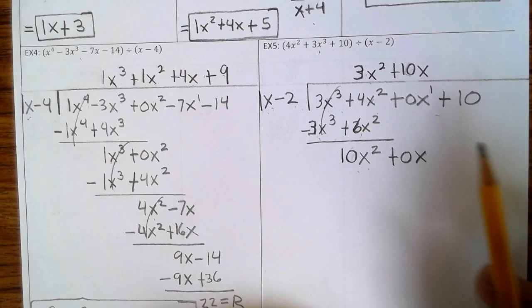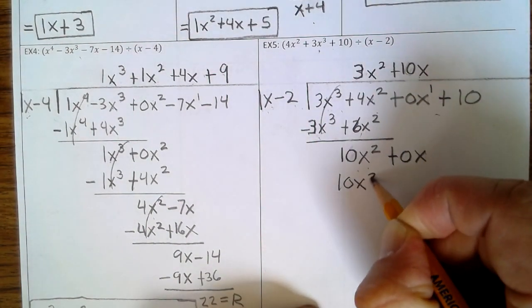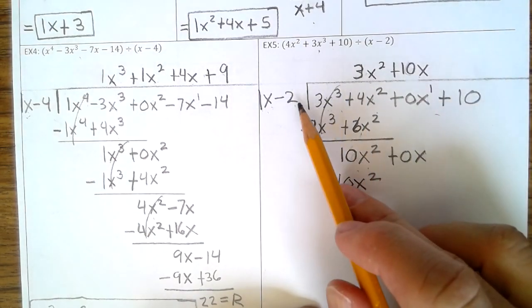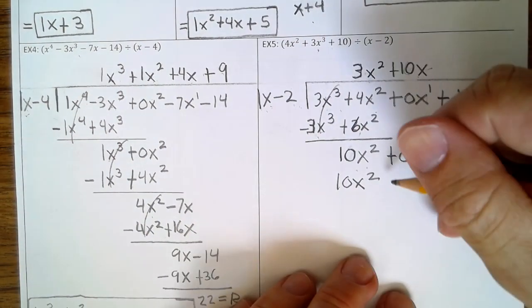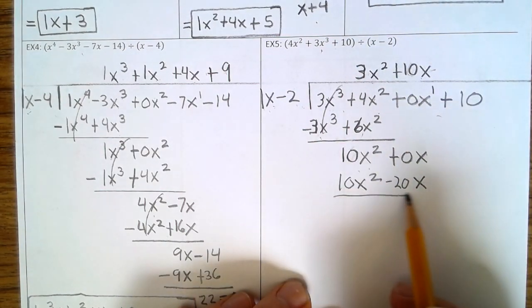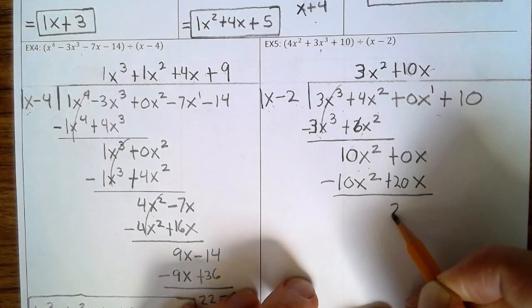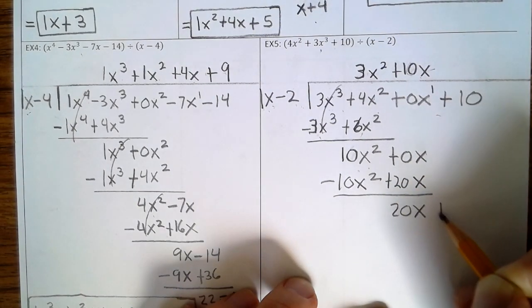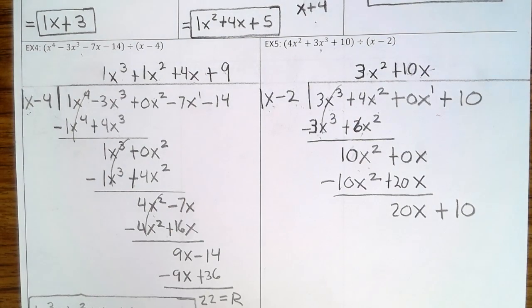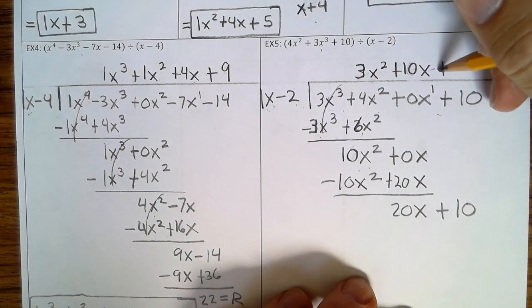Okay, so now 10 times x is 10x squared. 10x times negative 2 is negative 20x. Subtract, when you subtract, negative becomes positive, so you get 20x. Bring down the plus 10. Now you ask yourself, what do you multiply x by to give you 20x? The answer to that is plus 20.